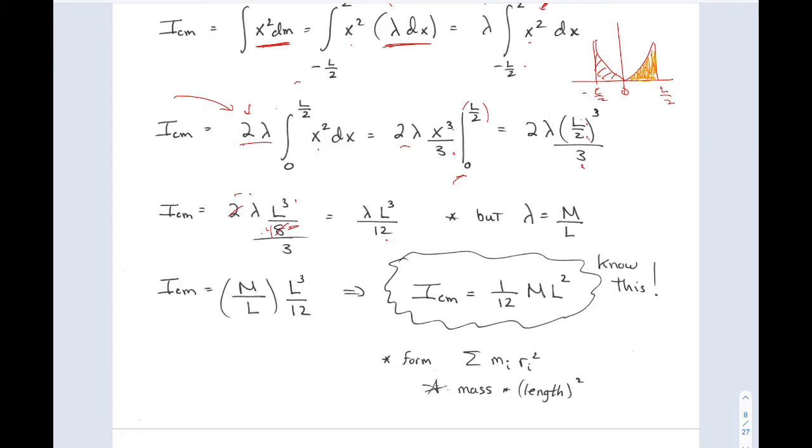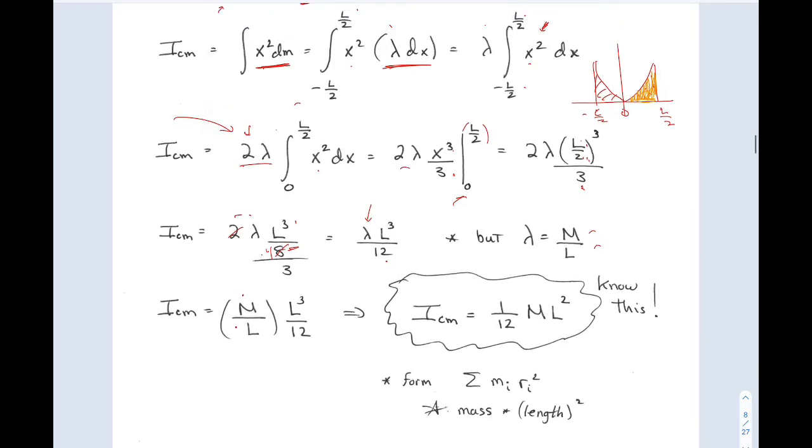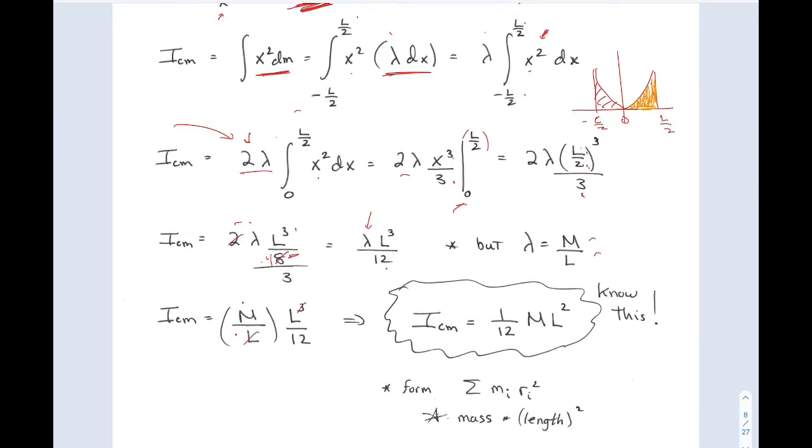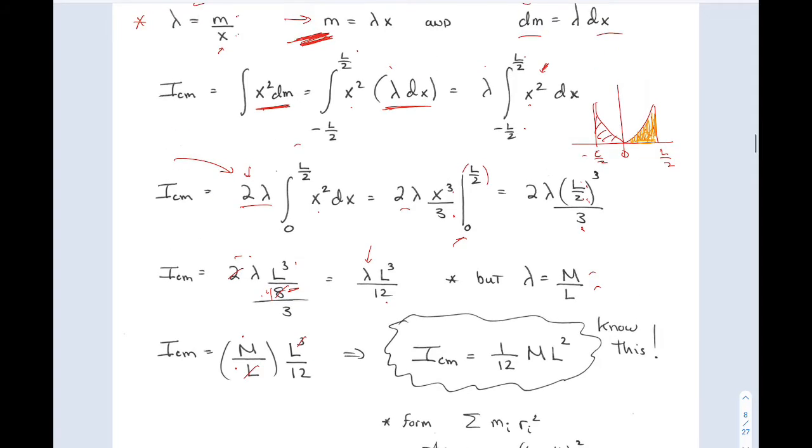Now remember, lambda is a linear mass density. Lambda is mass per length. So right here where I have lambda, I'm putting in the mass of the stick divided by the length of the stick. So one of the L's goes away, and I wind up with 1/12 ml squared.